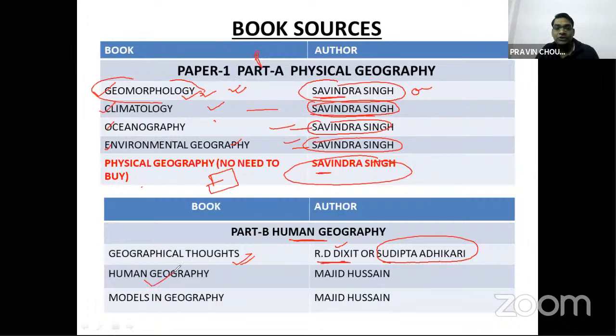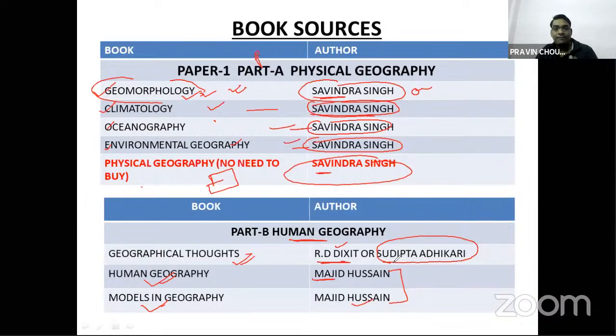Again, human geography is by Majid Hussain, and models in geography is by Majid Hussain. So two books are available. Models in geography, as you see, is the last part of your human geography, where different models are given, such as Weber's locational model theory and industrial locational model theory. They're very nicely written by Majid Hussain. The professor is a very good faculty for geography. Majid Hussain's books nicely cover all the models in geography and human geography. So I will suggest no need to buy a large number of books for paper 2.